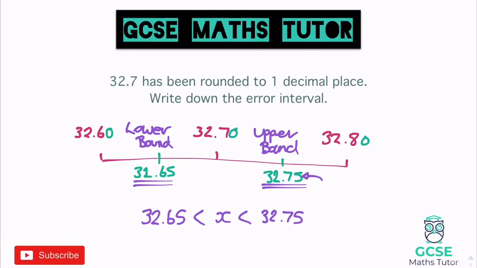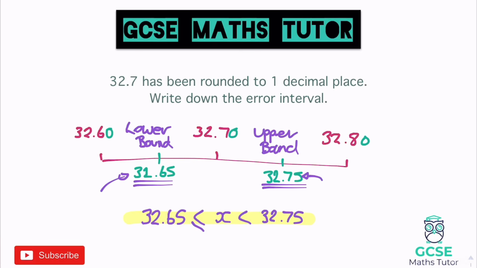32.75. Now we just spoke about the fact that it can be equal to 32.65. So on our inequality for that one, we put the equal to symbol underneath the inequality there. But it can't be equal to 32.75, so we don't have a little equal to symbol on that inequality. So that right there is our final answer. And that means, as an inequality, that our number for 32.7 has to be somewhere in between 32.65 and 32.75. But it can be equal to 32.65, but it cannot be equal to 32.75. It's got to be less than that, because as soon as it hits 75, it would round up.